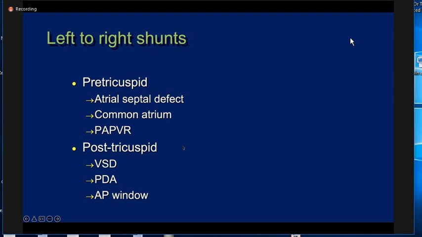Generally, left to right shunts, whether pretricuspid or post-tricuspid, can have heart failure. The pretricuspid left to right shunts are atrial septal defect, common atrium and PAPVR, and we are going to focus predominantly on these today, whereas we are not going to talk about post-tricuspid shunts, which are typically VSD, PDA, AP window. What are the pretricuspid right to left shunts?